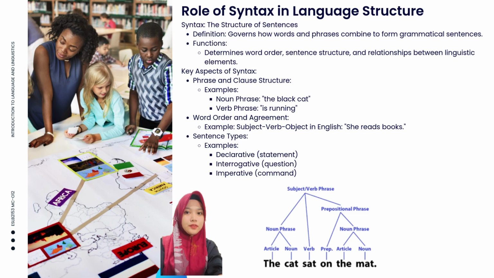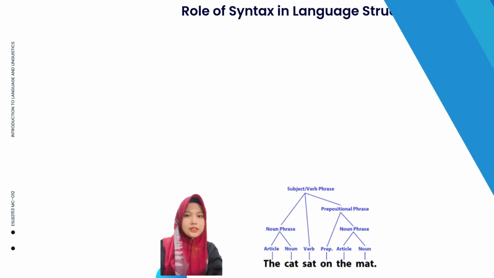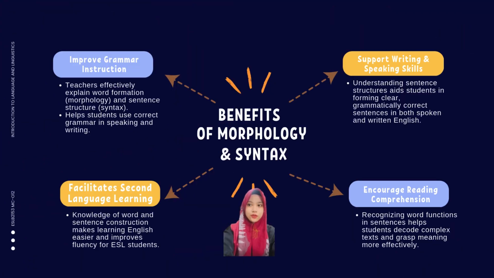Next is types of sentences. Sentences can have different purposes. For examples like declarative, that is a statement, like I like ice cream, or interrogative, a question, do you like ice cream? Or imperative, that is a command, eat your ice cream. And now we move on to our next slide, that is the benefits of morphology and syntax.